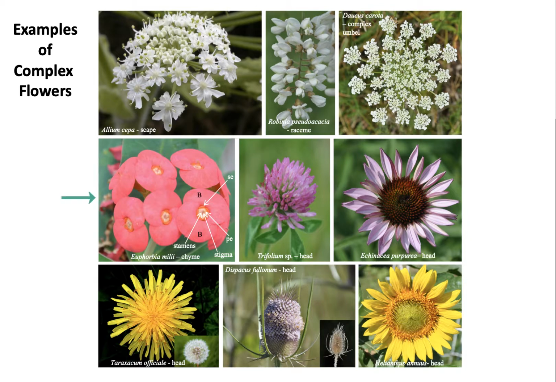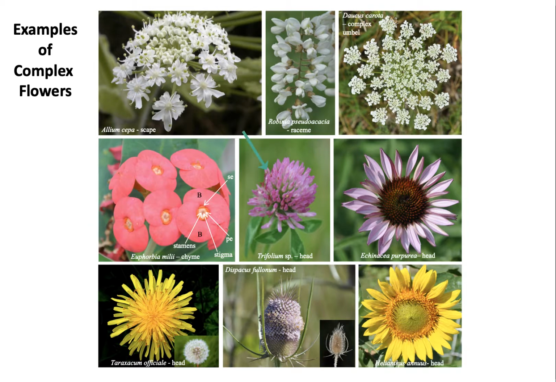This is the next one down. This is Euphorbia, called crown of thorns. And the bright red parts there are not parts of the flower. They're actually modified leaves called bracts. And the flowers are the tiny little things inside. And there are sepals, petals, stigmas, and stamens there.